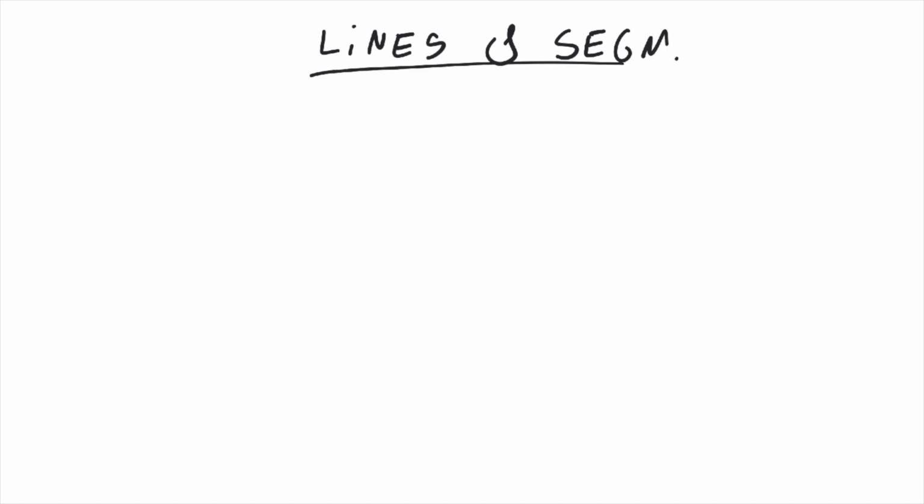Next up, lines and segments. So lines are just infinite one-dimensional sets of points. Segments will be essentially a line of points that has a beginning and an end. So a segment is identified by its endpoints, P1 and P2.